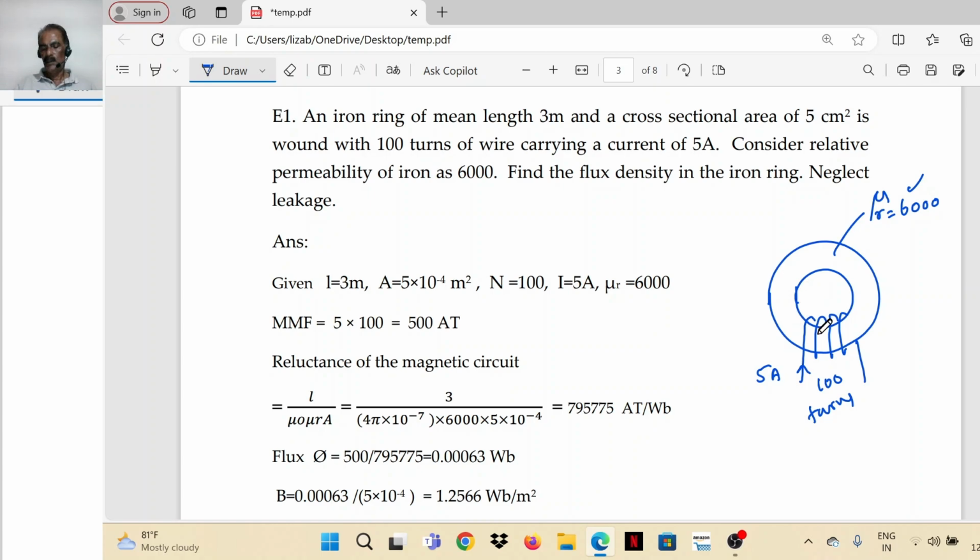So here we are assuming that the MMF produces a flux which is set up only in the iron ring, and nothing is completing its path through air. Leakage is totally neglected. So now length of the iron path is 3 meter. Cross-sectional area 5 into 10 to the power of minus 4 meter square. Centimeter square is converted to meter square. Number of turns 100. Current is 5 ampere.